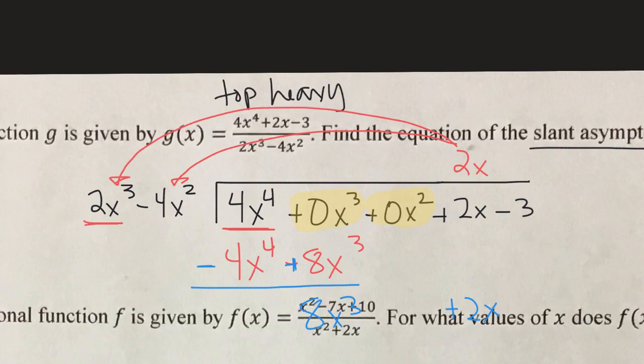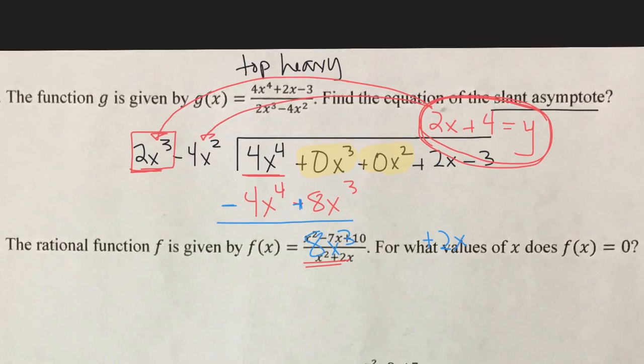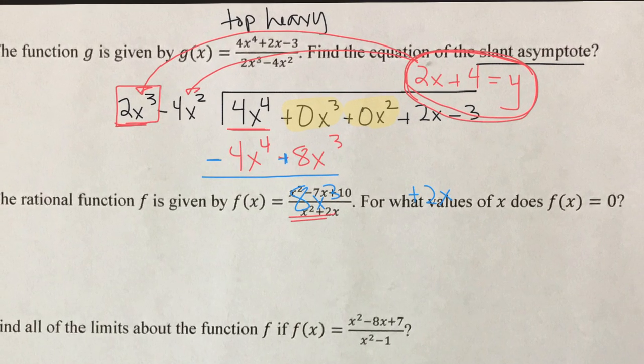So we go back and we ask ourselves, 3x cubed times what is 8x cubed? And that answer is a positive 4. Once we have our linear equation, in this case a linear, we can stop doing our math because that's the equation of our slant asymptote, 2x plus 4. Kind of tricky there to remember all that stuff sometimes.